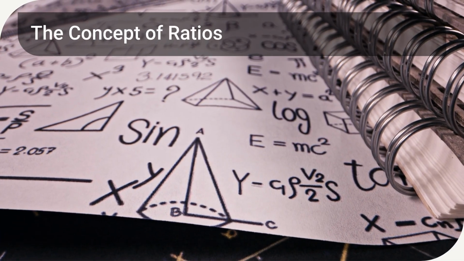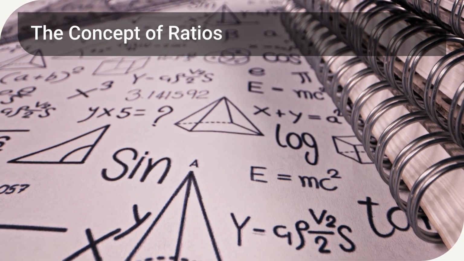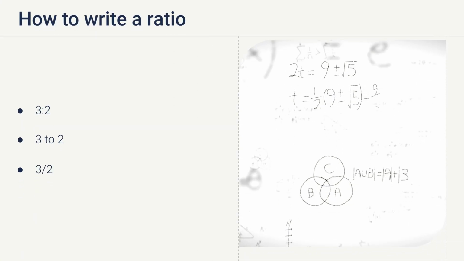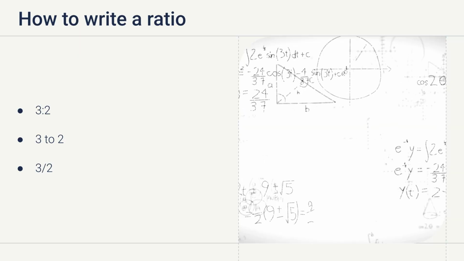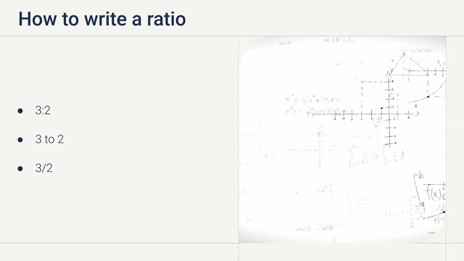Let's formalize the concept. The relationship between two numbers is what defines a ratio. A ratio is a mathematical way to compare two or more numbers or quantities by division. There are three common ways to write a ratio: using a colon, the word to, or as a fraction.